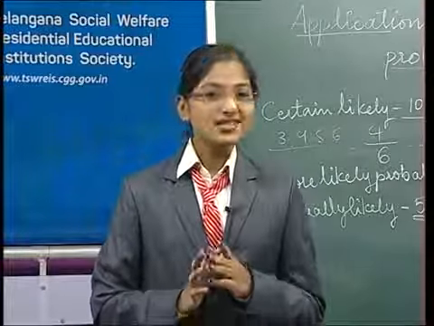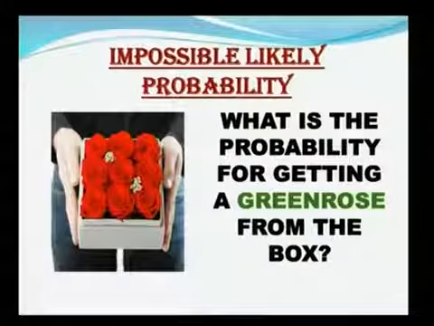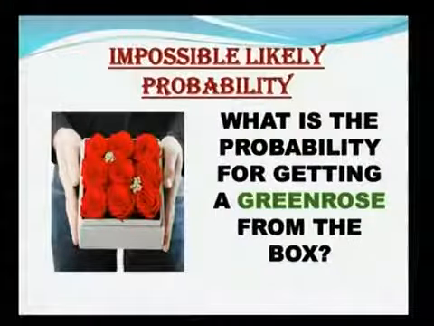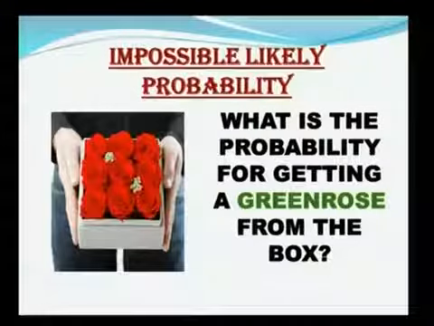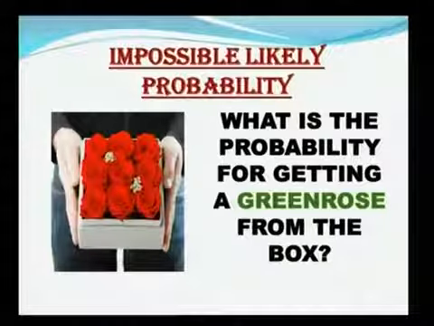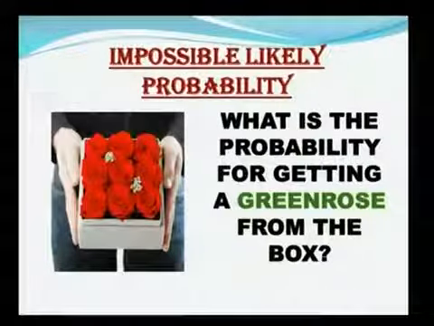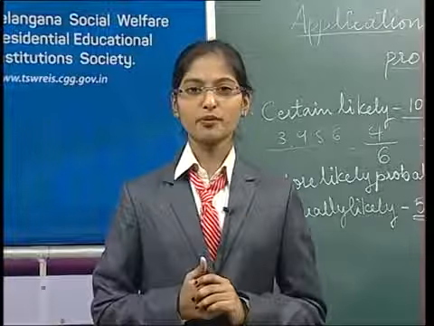Because the box is full of red roses. What is the chance for getting a green rose? There is no chance. If we tried 1,000 times, thousands of times, there is no chance for getting a green rose. This type of probability is called impossible likely probability.